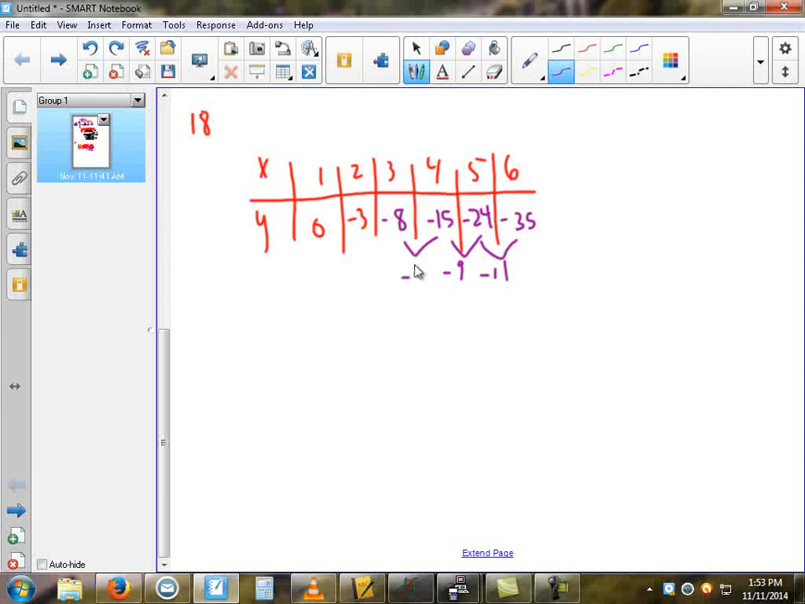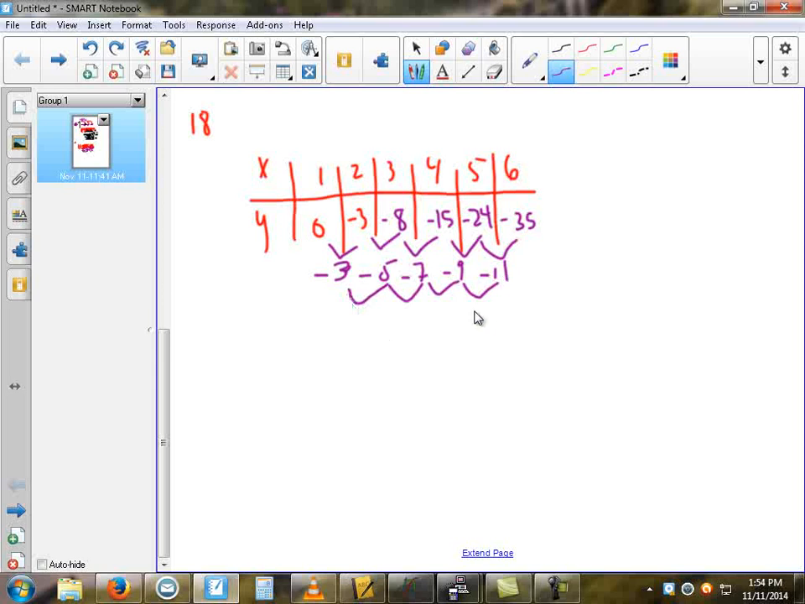-15 minus -8 is -7. And here's -5. Here's -3. Okay, and those are not all identical, so it's not a line. Essentially what we're finding out right now is this is not a straight line because the change is not always the same. So we're going to go after what's called second differences.